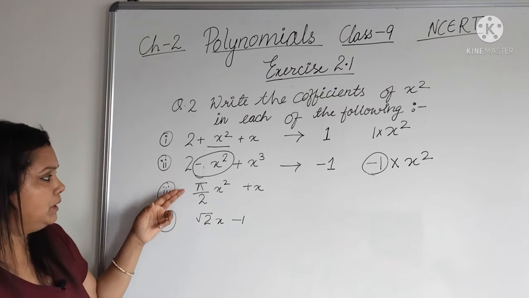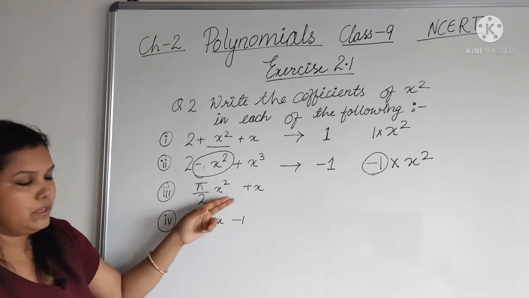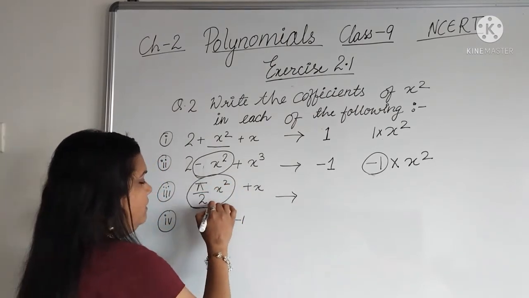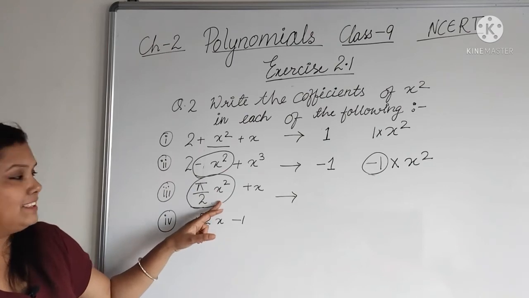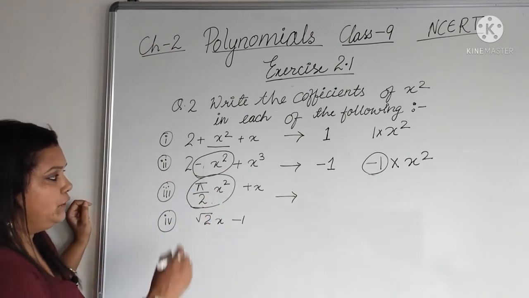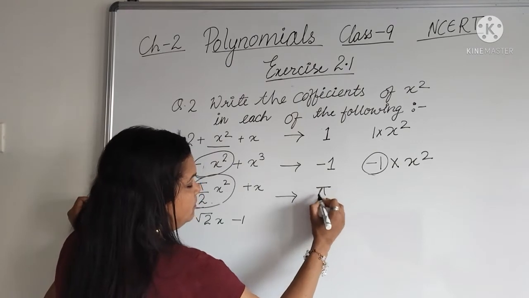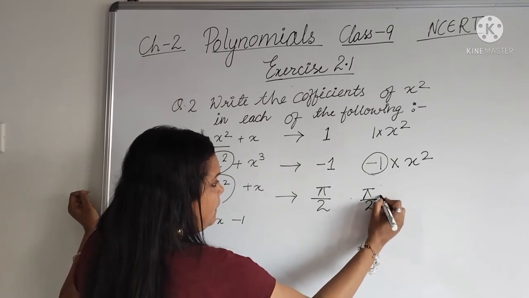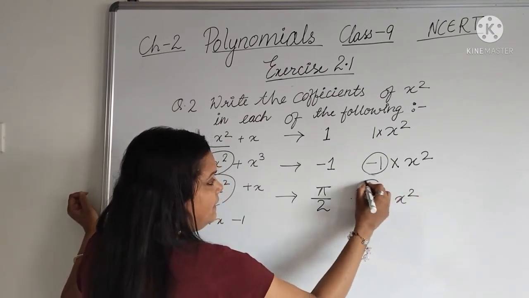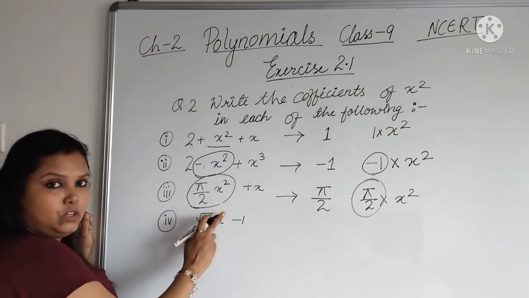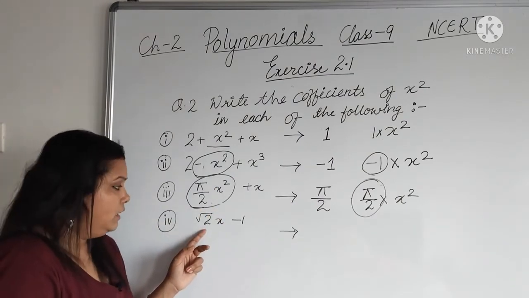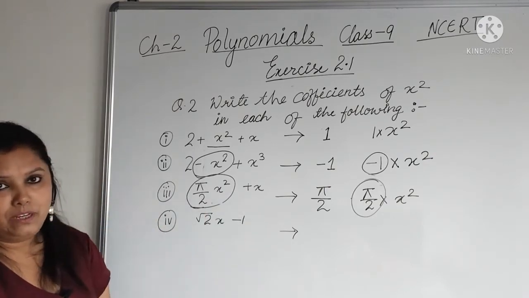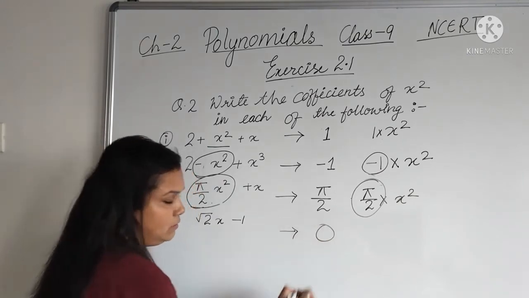Now moving to the next question, pi by 2 x square plus x. So here in this case we have to again see this x square one. Okay, so the coefficient of this is pi by 2. Why? Because pi by 2 multiplied by x square, that means this is your coefficient. Okay. Now the last one, under root 2x plus 1. Here as you can see there is no x square. So the coefficient will be 0.